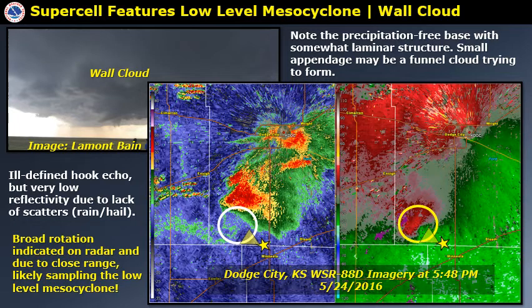If we examine the velocity data on the right, we do notice some very broad rotation. Given the proximity of the storm to the radar, it's quite possible that the radar is actually sampling the low-level mesocyclone. And again, this makes sense given the appearance of the wall cloud that we see in the imagery. It should be noted that the star indicates the approximate position of the storm spotter.